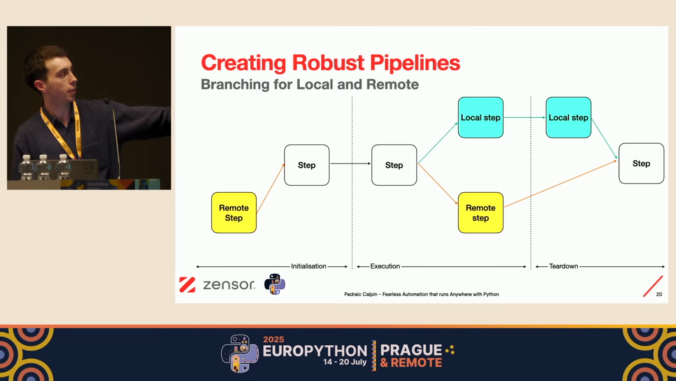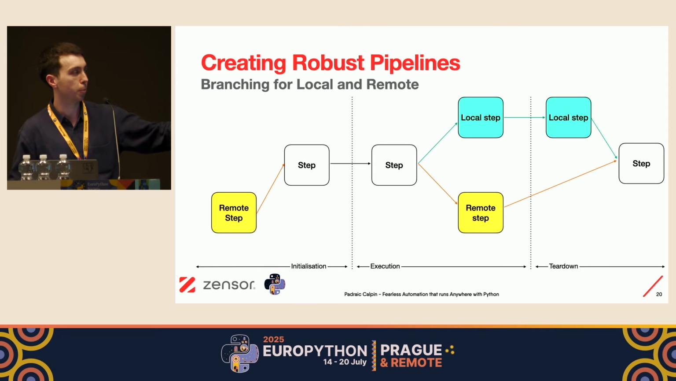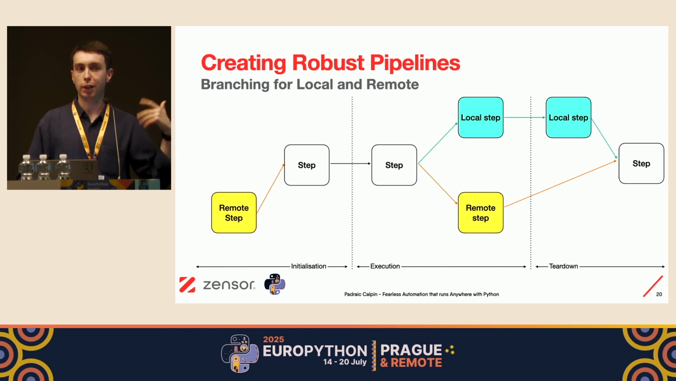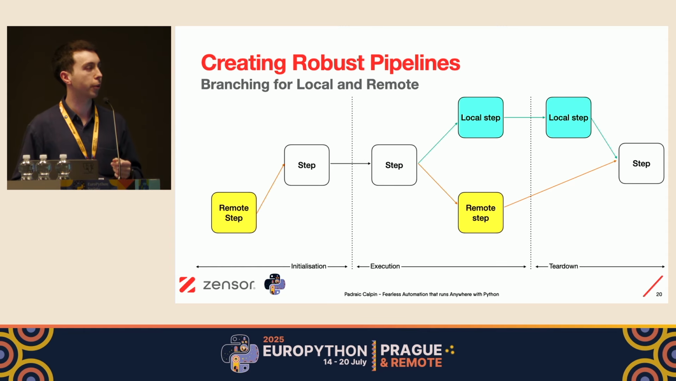So I've tried to annotate this. The labels, I appreciate, might not be very legible. The first section is initialization, where we have some extra steps that are running only in the remote case. We then have the execution phase in the middle, where maybe there's some common pipeline code, and then at some point it has to branch. And then finally we have the teardown, where maybe we have to do some extra cleanup on our local machine, because unlike a remote environment, it doesn't get destroyed at the end of execution, so we need to make sure we clean up after ourselves.